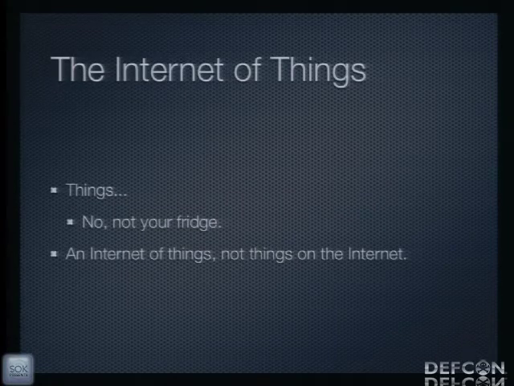So let's first talk a little bit about the Internet of Things. It's thrown around a lot. People think that connecting your fridge to the internet is a really great idea. Only if you want your temperature controlled by hackers. That should be fun.